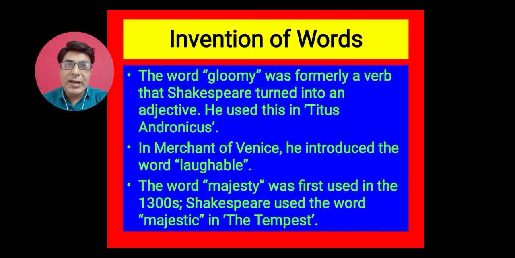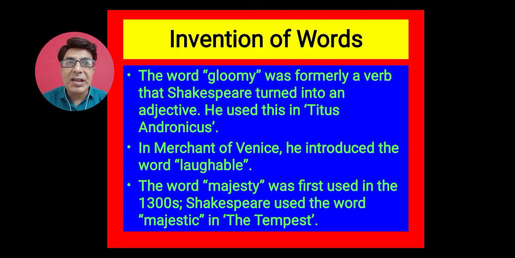To give you some more examples of his innovations and inventions, let's take the word gloomy. Before William Shakespeare, it was used as a verb, but Shakespeare turned this verb into an adjective, and he used this adjective in his play Titus Andronicus. Not only this, in The Merchant of Venice, Shakespeare introduced the word laughable. Laugh was available in English, but laughable is again invented. It is coined by William Shakespeare and used in The Merchant of Venice.